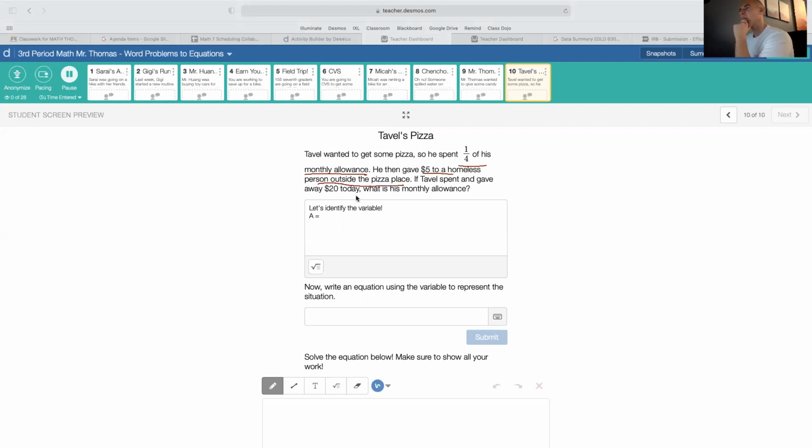If Tavel spent and gave away $20 today, okay, so I think that's total, right? Like the pizza plus, I guess, the gift. Yeah, we'll call it the gift to the person outside the pizza place. That's supposed to be a $20 total, is the way I read and understand this. What is his monthly allowance?